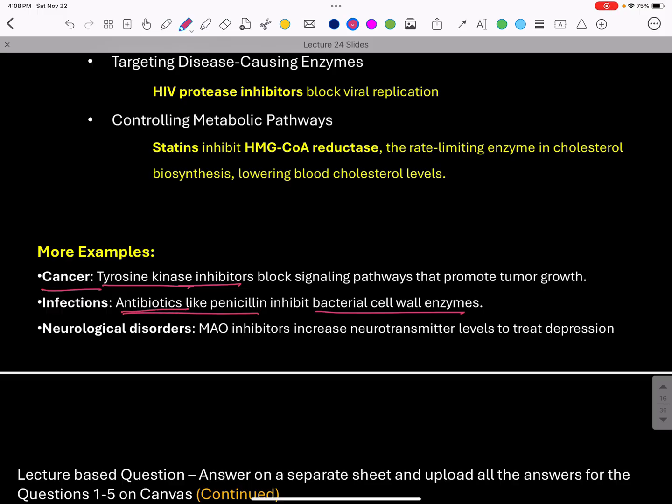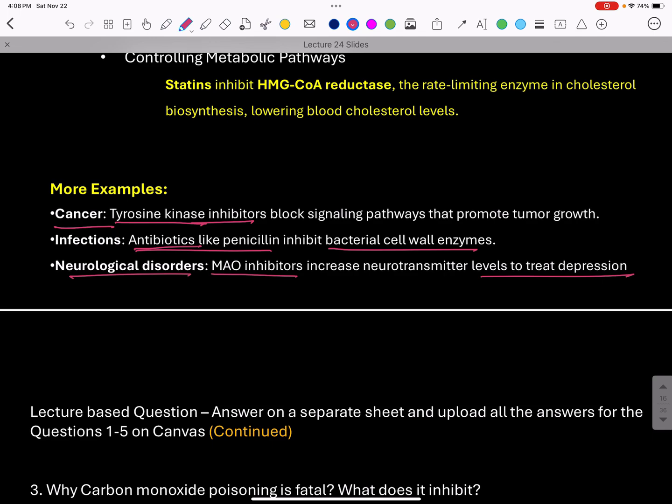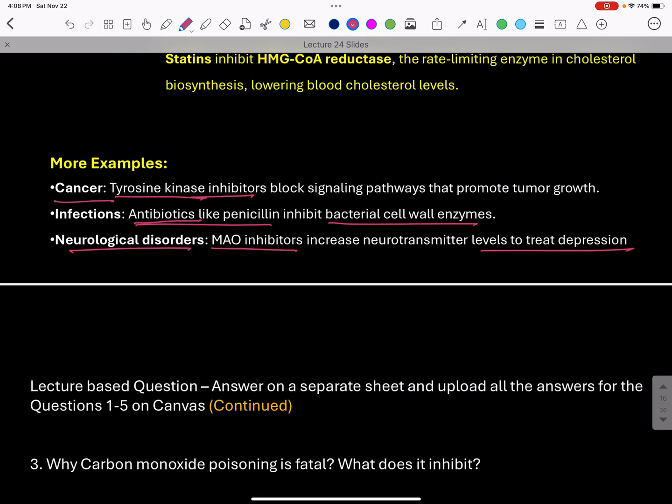There are also many of these MAO inhibitors. These are used for neurological disorders where they can treat depression. Inhibiting the enzyme will reduce the depression, so thereby it's going to be clinically relevant.